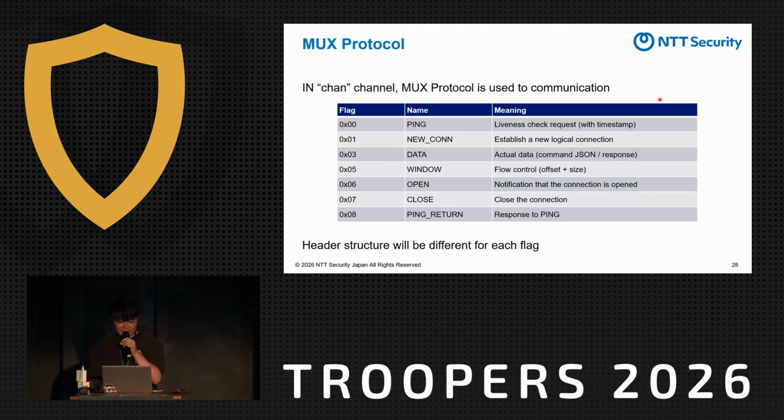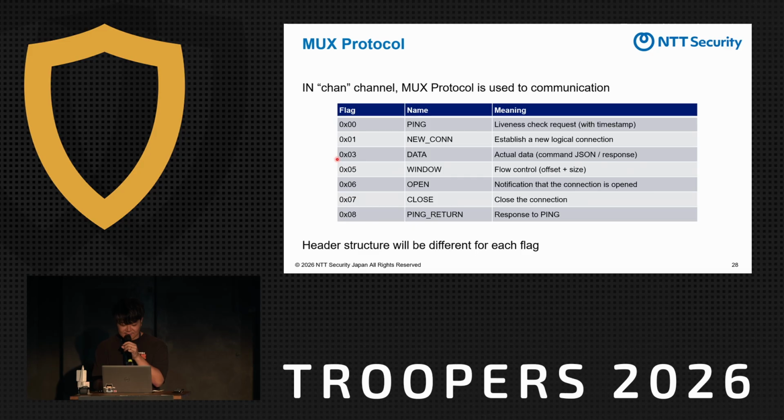So in the chan channel, communication is handled by a MUX protocol. I think this protocol is used to fill the gap between the defined protocol options that VShell can use, such as TCP, UDP, and WebSockets. Each packet includes a flag value, which indicates the type of message being transmitted. For example, flag 0x00 represents a ping message used for liveness checks, while 0x08 represents ping return, which is a response. And flag 0x01 indicates new connection, used to establish a new logical connection. And 0x03 represents data, which contains actual commands or response data.